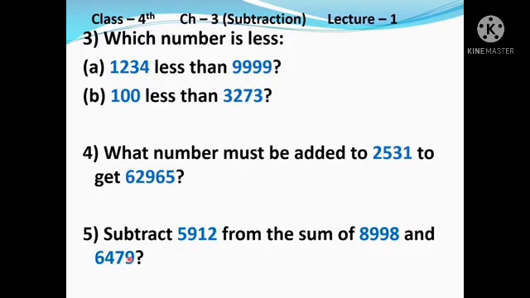I repeat once again. Question number 3. Which number is less? A part, 1,234 less than 9,999. B part, 100 less than 3,273. Now, question number 4. What number must be added to 2,531 to get 62,965? Now, question number 5. Subtract 5,912 from the sum of 8,998 and 6,479. Clear?